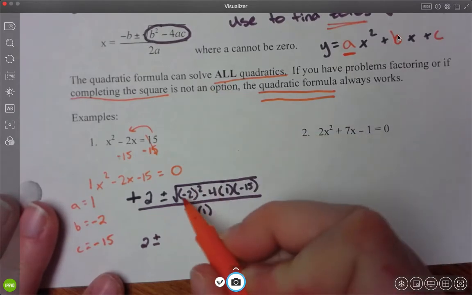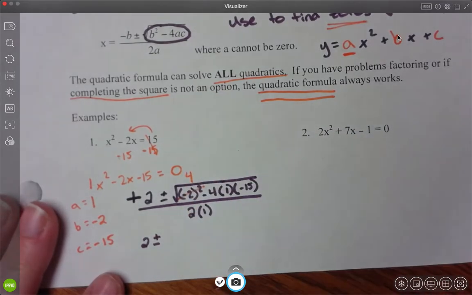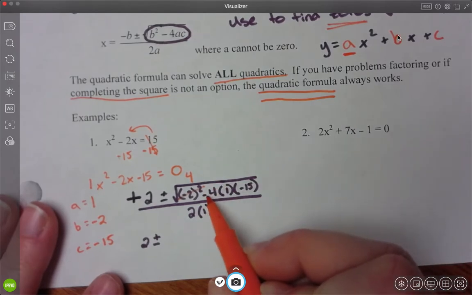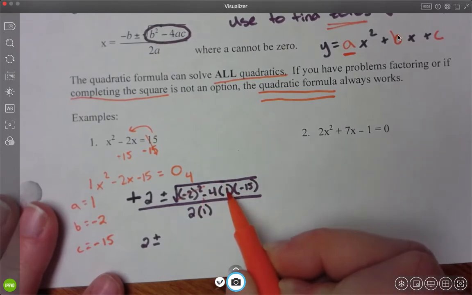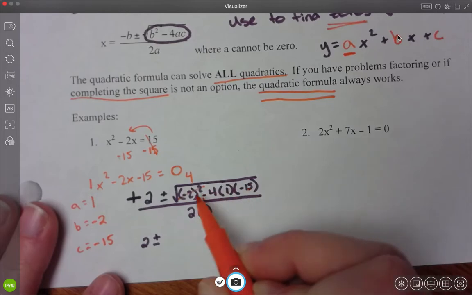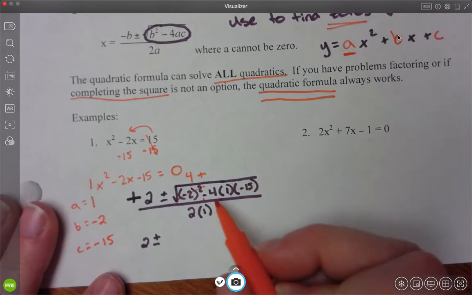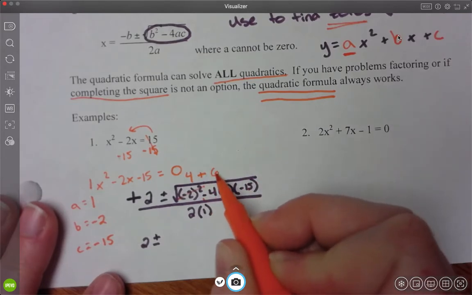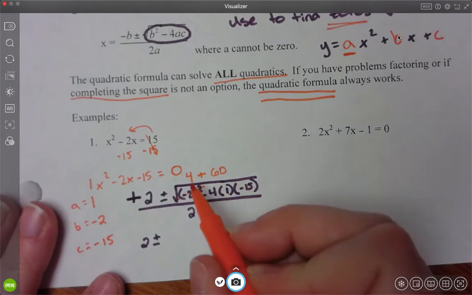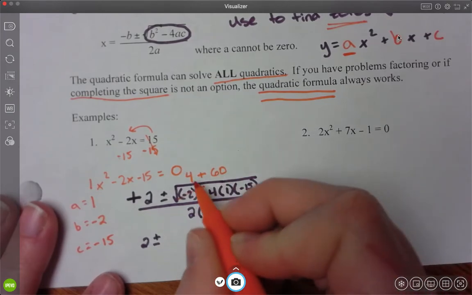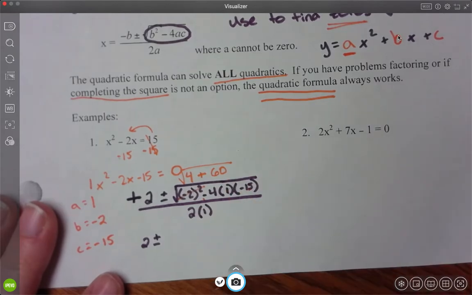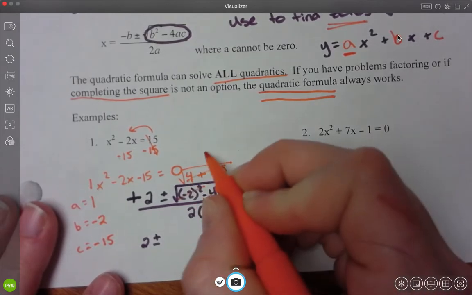So negative 2 squared is going to be a positive 4, okay? Then if I have negative 4, a positive 1, and a negative 15, that's 2 negatives, which is going to make a positive, okay? And then 4 times 1 is 4. 4 times 15 is 60, okay? So I have 4 plus 60, which is the square root of 64, okay? And the square root of 64 is just 8.